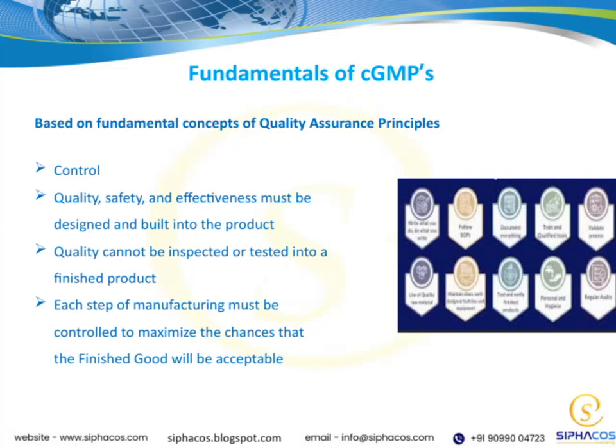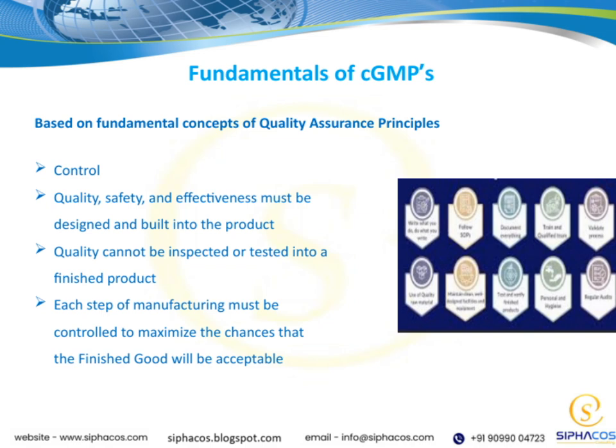Let's talk about the fundamental concepts of quality assurance principles. First, control is key. Ensuring quality, safety, and effectiveness isn't something we leave to chance. It's something we design into the product from the very beginning. You see, quality can't simply be inspected or tested into a finished product. That's a common misconception. Instead, it has to be built in from the start.